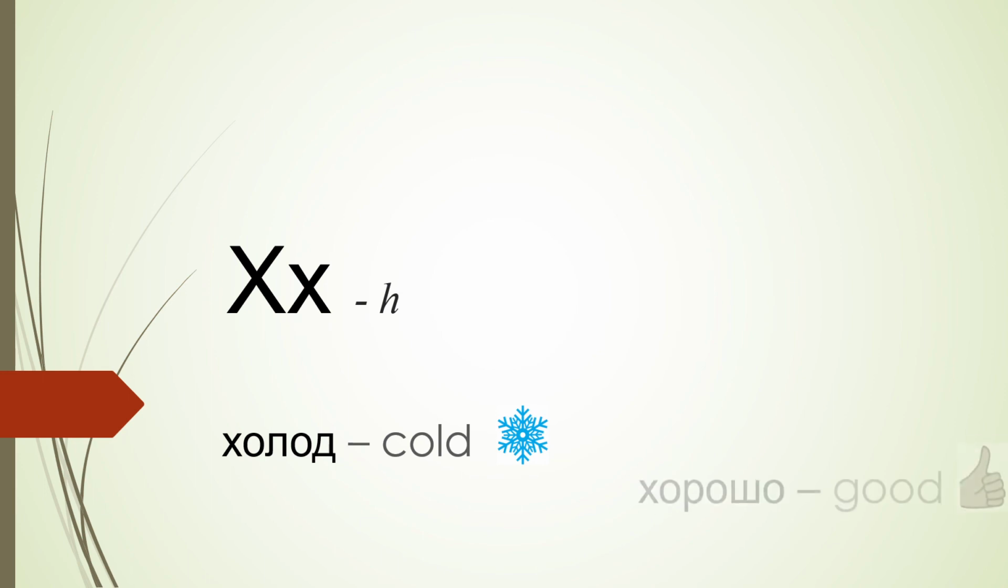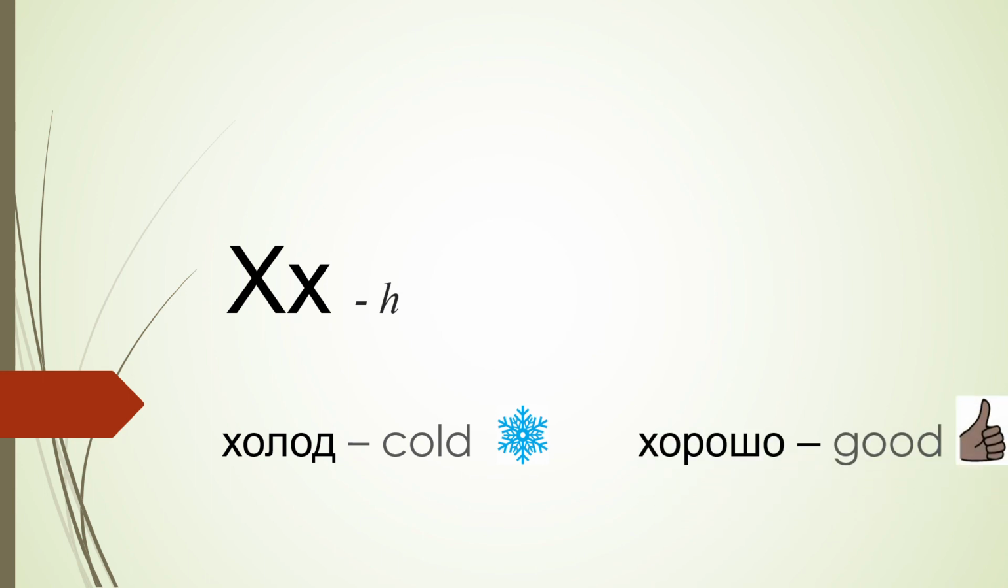Okay, and our last confusing letter, this is ha. Try to think of this as that H sound, ha. So, our examples, холод, which is the cold. Хорошо, which means good. This is a very common word and good for you to remember this. Хорошо.